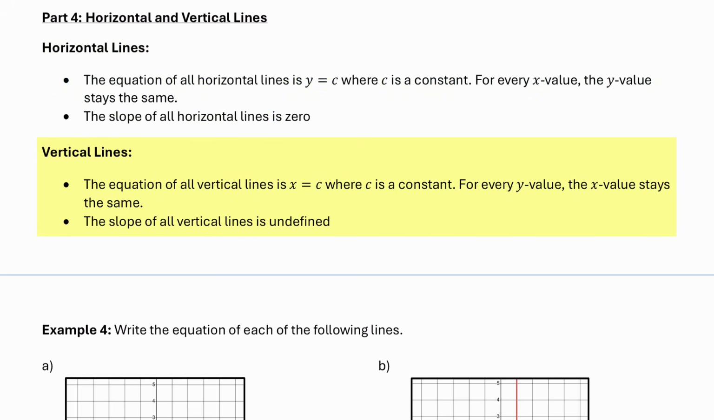Vertical lines, on the other hand, are of the form x equals c, where c is a constant. Because for vertical lines, the x-coordinate stays the same for every single point on the line. So we can define the line as x equals whatever that constant x-coordinate is. And the slope of all vertical lines is undefined.